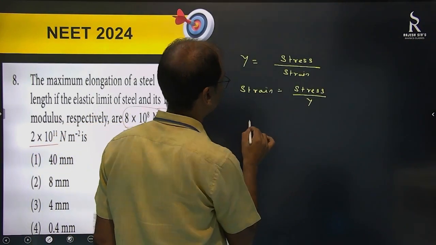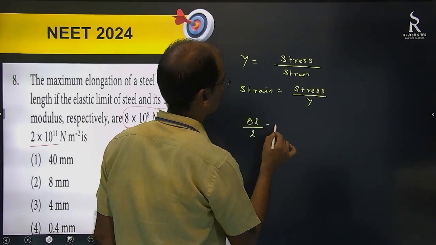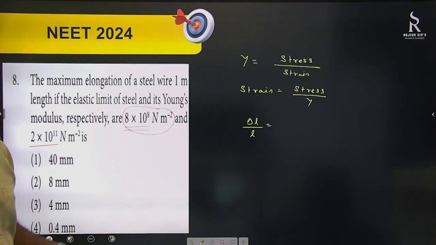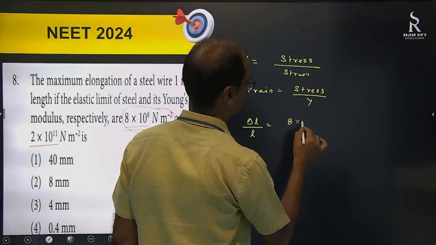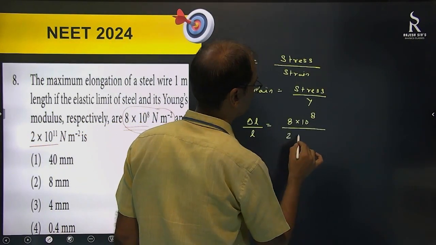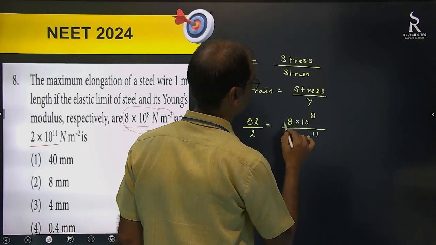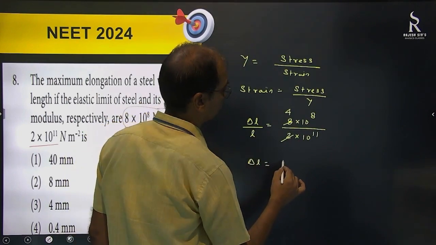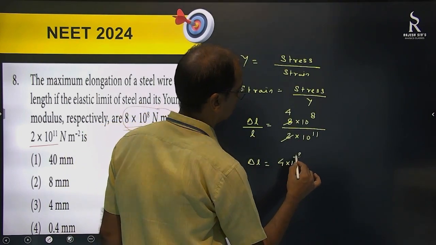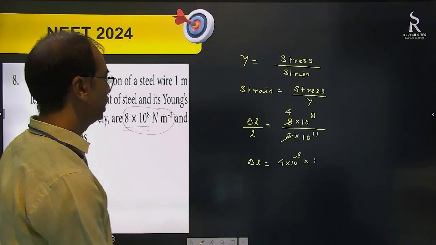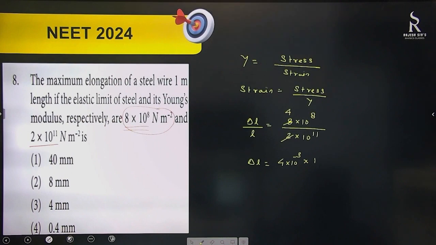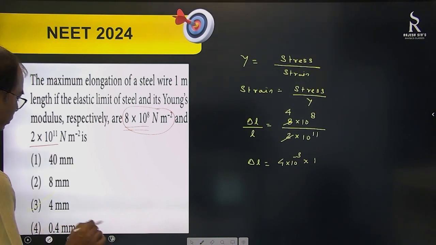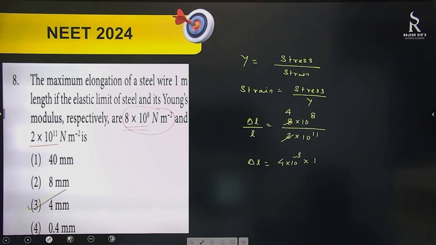Strain is what? Delta L by L. And the stress value is directly given: 8 into 10 to the power 8. Put it here. 8 into 10 to the power 8 by 2 into 10 to the power 11. This is 4 into 10 to the power minus 3. So delta L equals 4 into 10 to the power minus 3 into length, which is given as 1 meter. So delta L is 4 into 10 to the power minus 3, that means 4 mm. This is our answer. Answer is the third one.